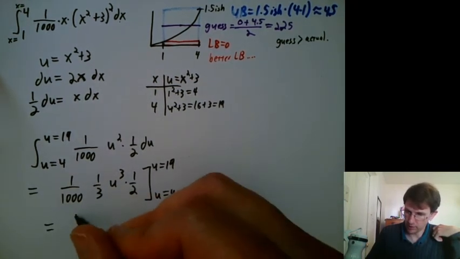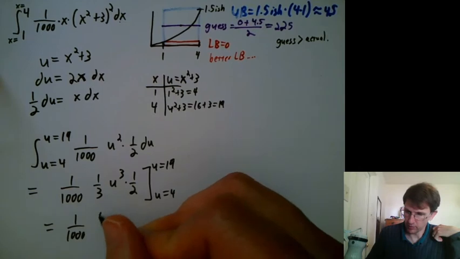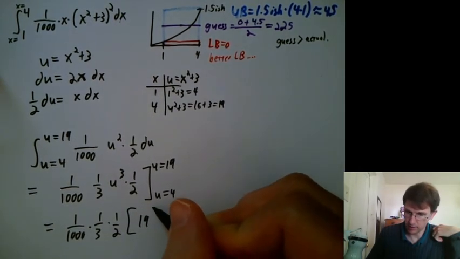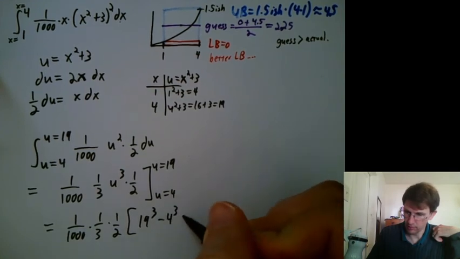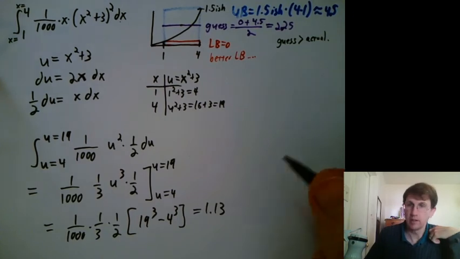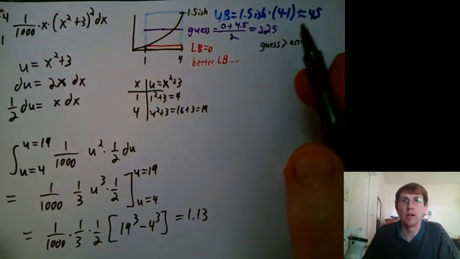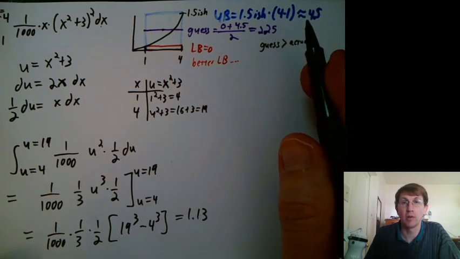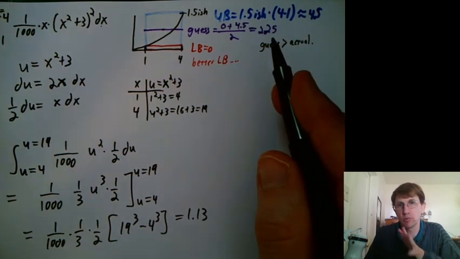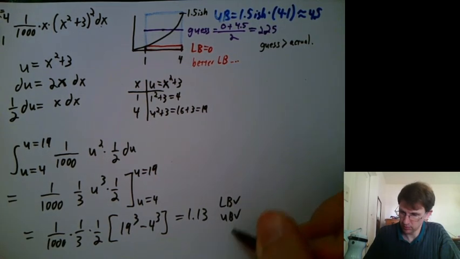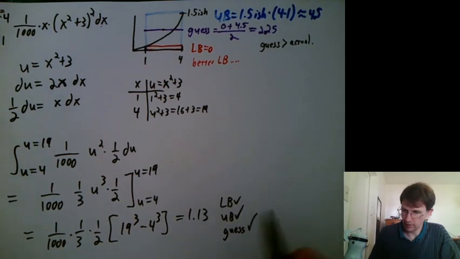You could pull all these constant multipliers out. 1 over 1,000, 1 over 3, 1 over 2. Get 19 cubed minus 4 cubed. Plug that all in, we get 1.13. How does that work with our lower bound of 0-ish? That's good. Upper bound of 4.5, that's good. Guess, yeah, pretty reasonable. So I'd say we're done with that one.